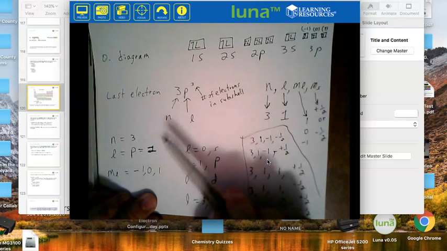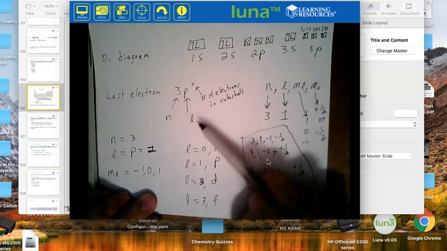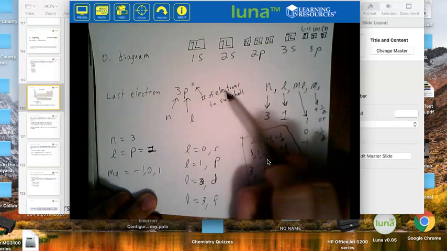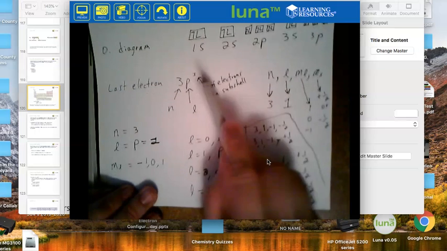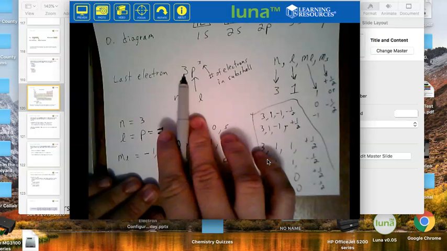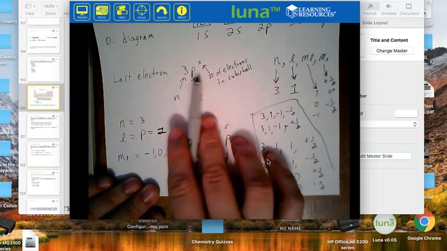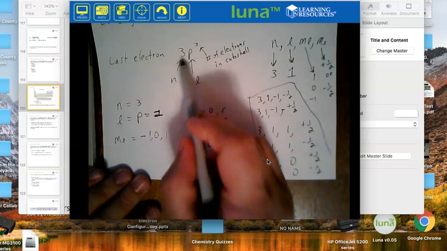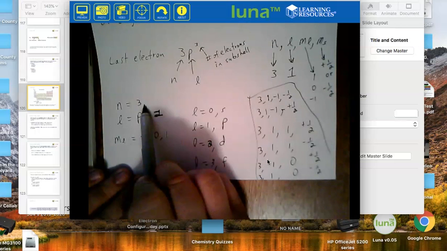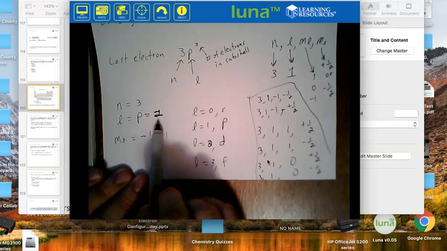The 3 tells me the quantum number, and the p tells me the L value. This 3 in the superscript is not terribly helpful. It just tells me how many electrons there are in the 3p orbitals. But these two, the number and the letter, help me out tremendously, because this tells me the N value. So N is 3, and the letter P gives L is 1.